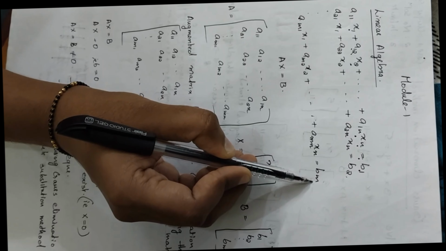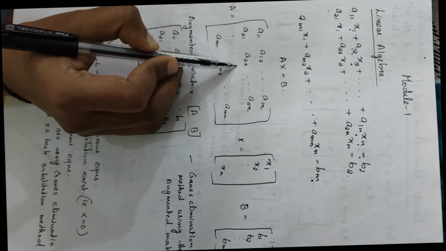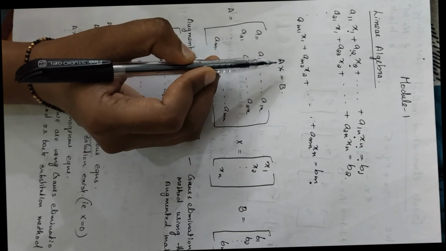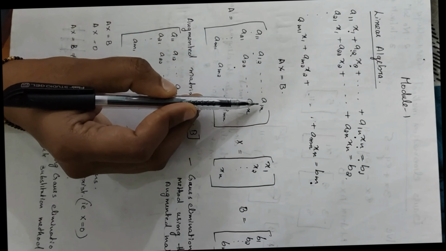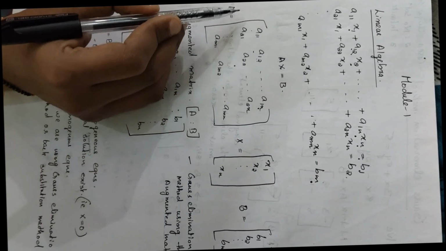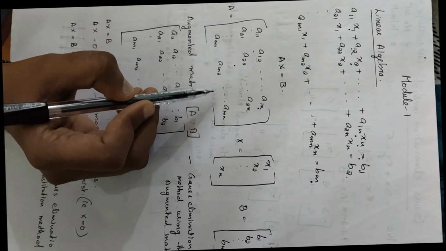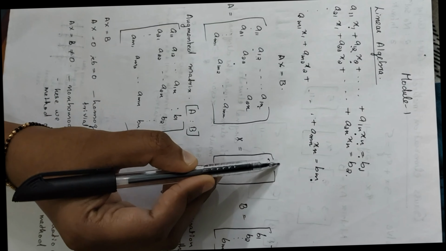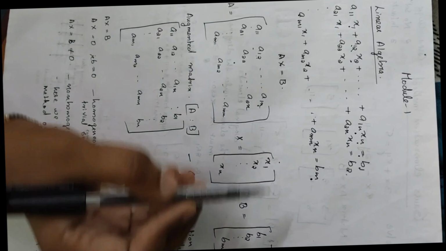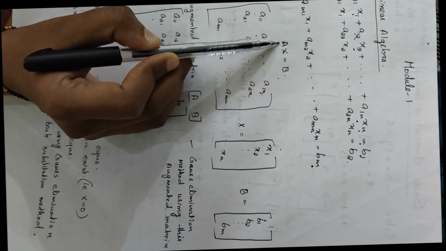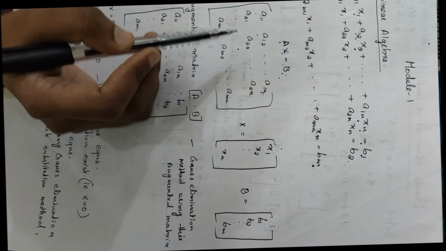We can represent this linear system of equations in a matrix form. Here, A is a coefficient matrix which is a11, a12, etc. a1n, and it has m number of rows and n number of columns. X is a variable matrix and B is the constant matrix. So, we can represent this linear system of equations in matrix form: Ax equal to B.